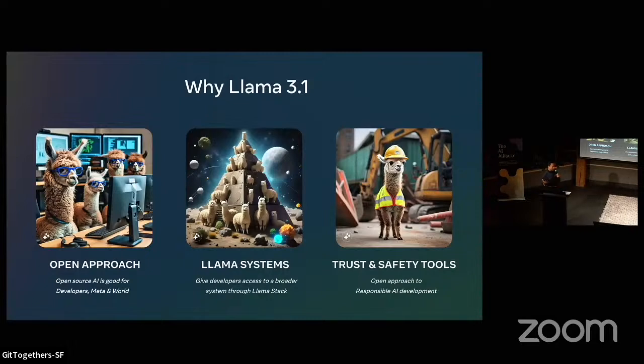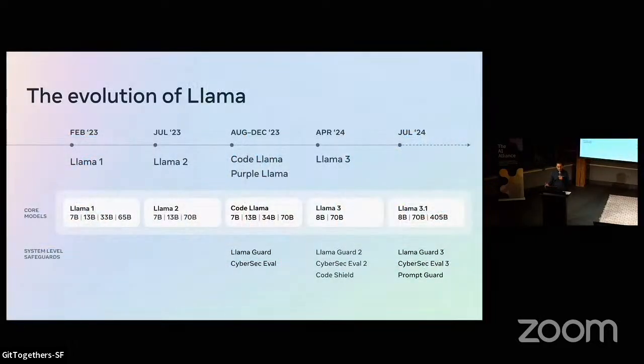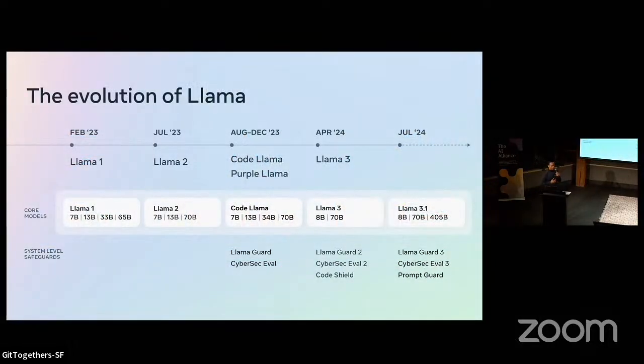And the foundation of all of this is large language models. And that's why we are super excited about Llama 3.1. I want to talk about 3 things today. One is the open approach, why open source is good for the world, for Meta, and developers. I'll talk about Llama systems because models is one thing, but we are building things beyond the models. And then I'll talk about trust and safety tools. Today, we heard a bunch of things about trust and safety, and I want to double down on that as well. But before we do that, let's talk about the evolution of Llama.